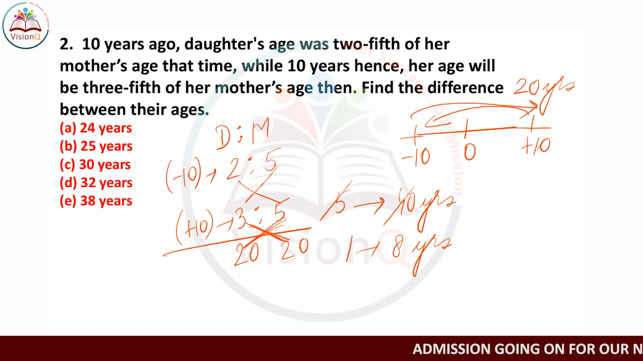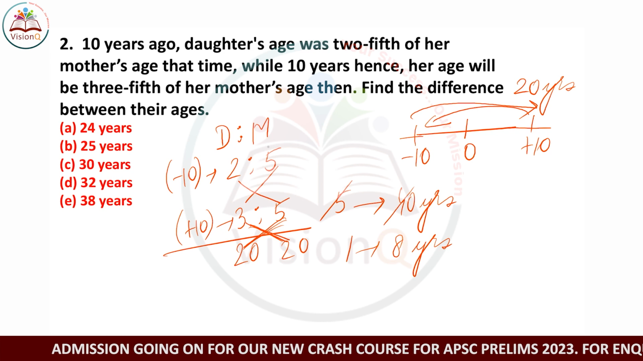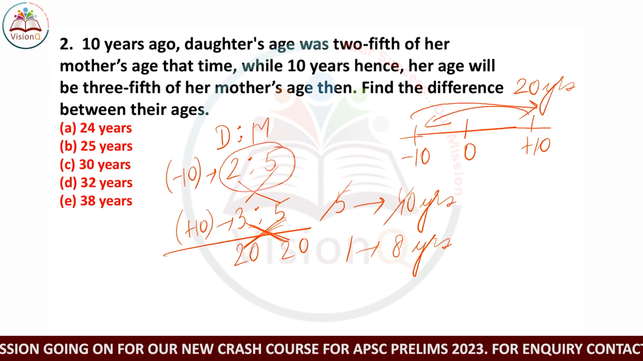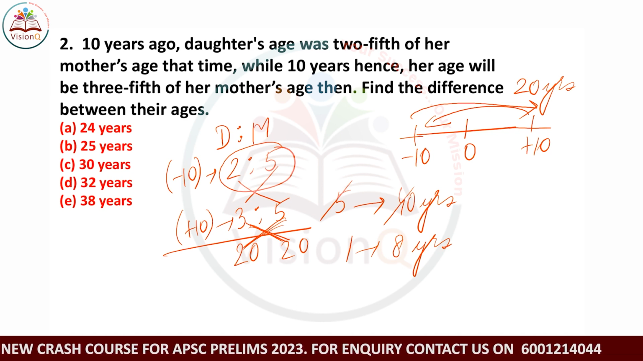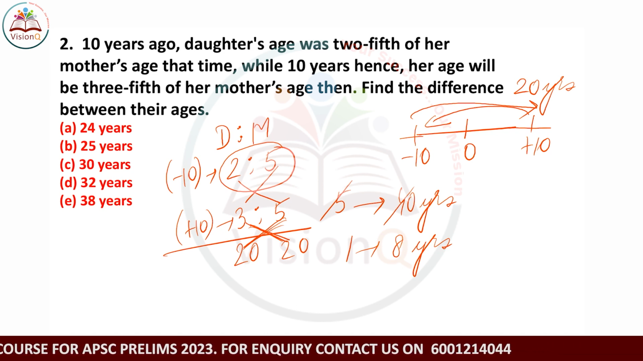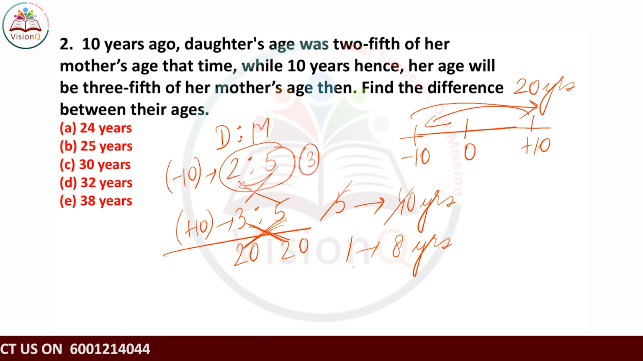So if 1 is 8 years, it is asked to find what? The difference of their ages. So I have to find the difference of their ages from the first ratio only. It is not possible to find the difference of their ages from the second ratio if you apply the cross product method, because the value cannot be found from the second ratio. The value can only be found from the first ratio. Now if I subtract these two persons' ages, it becomes how much? 5 minus 2 is 3. So if 1 represents 8, then 3 will represent how much? 3 into 8, which is 24 years.